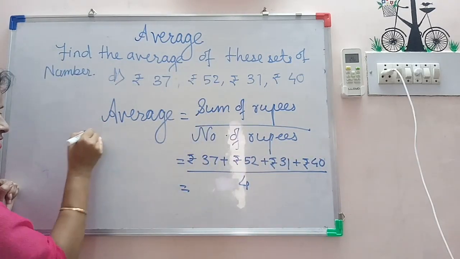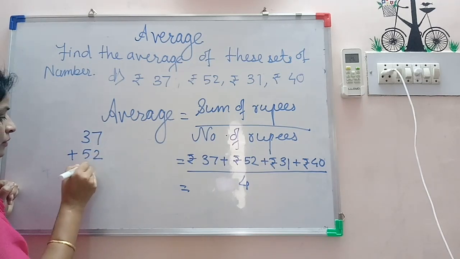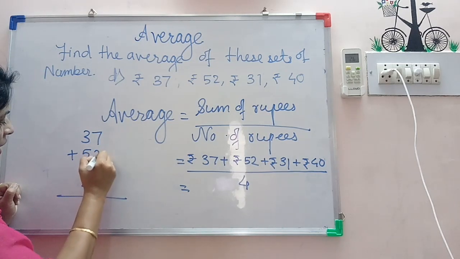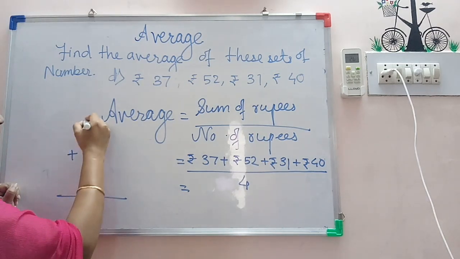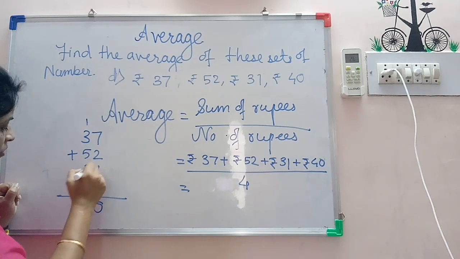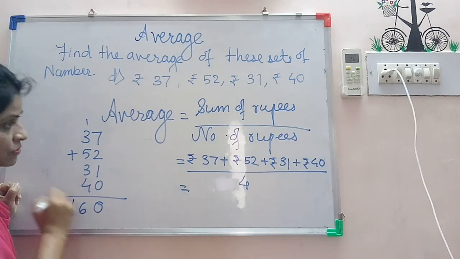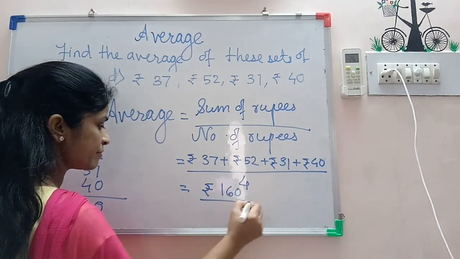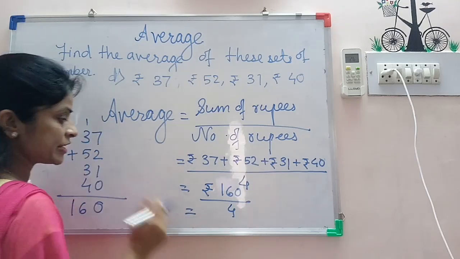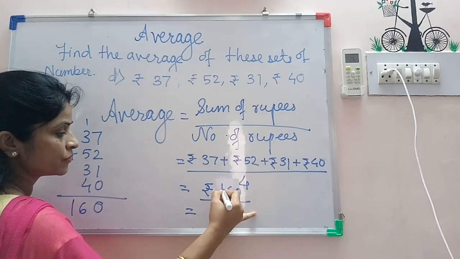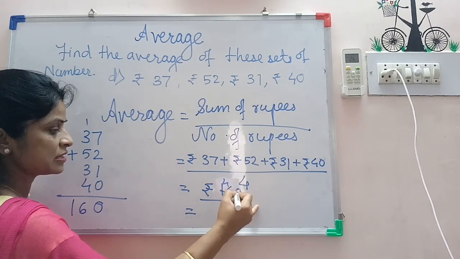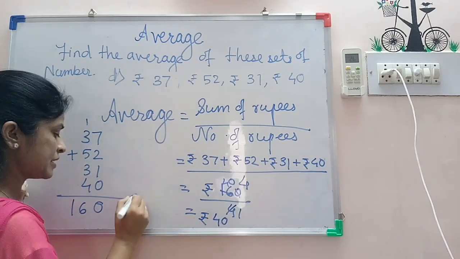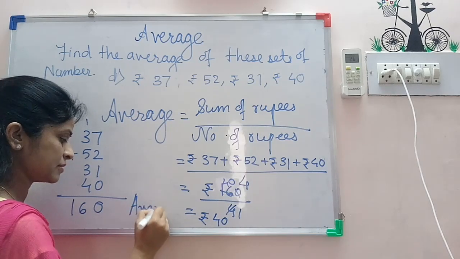Now we'll add it one side. 52, 31 and 40. 7 plus 2 is 9 plus 1, 10, 1 carry. 4, 9, 10, 11, 12, 13, 14, 15, 16. So sum of the rupees is rupees 160 divided by 4. Now if you divide it by 4, 4 ones are 4, 4 fours are 16 and zeros are 0. So rupees 40 is the average of rupees.